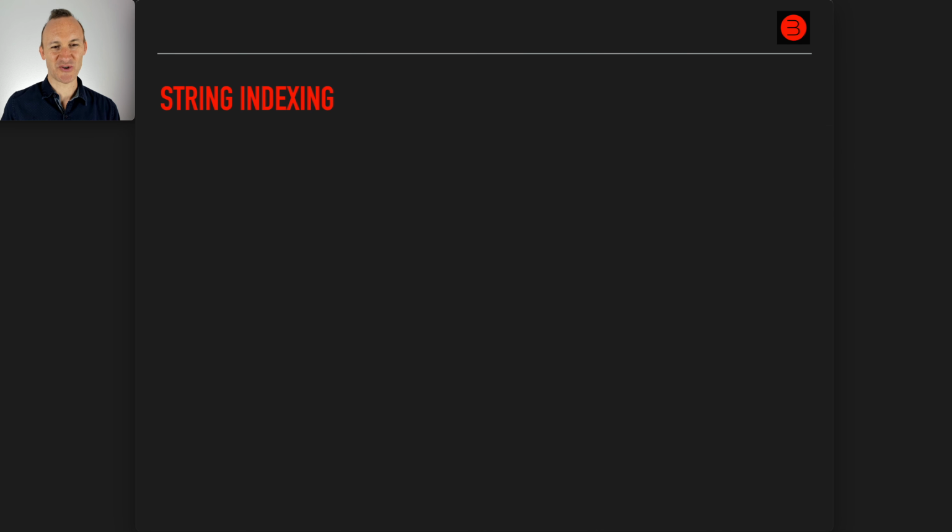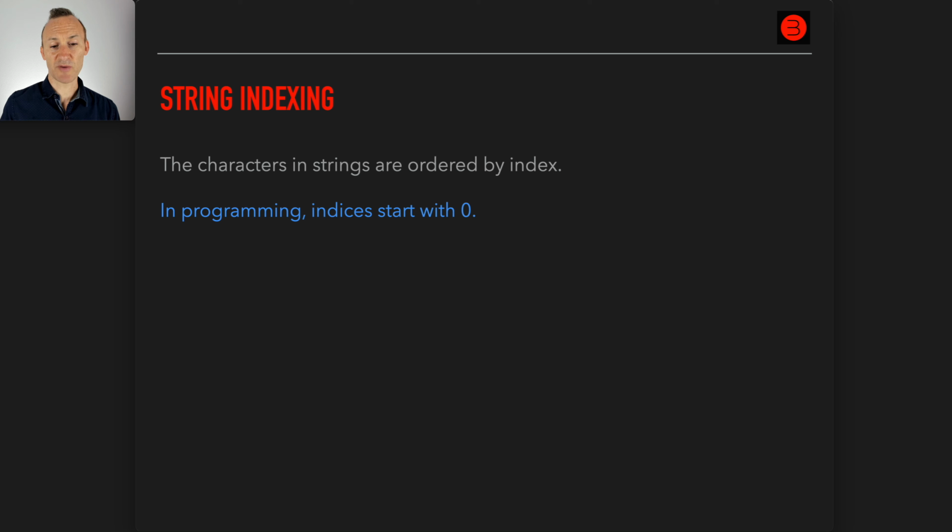Okay, now let's look at string indexing. Big topic here. The characters in strings are ordered by index. In programming, indices start with 0. Instead of counting 1, 2, 3, you count 0, 1, 2.